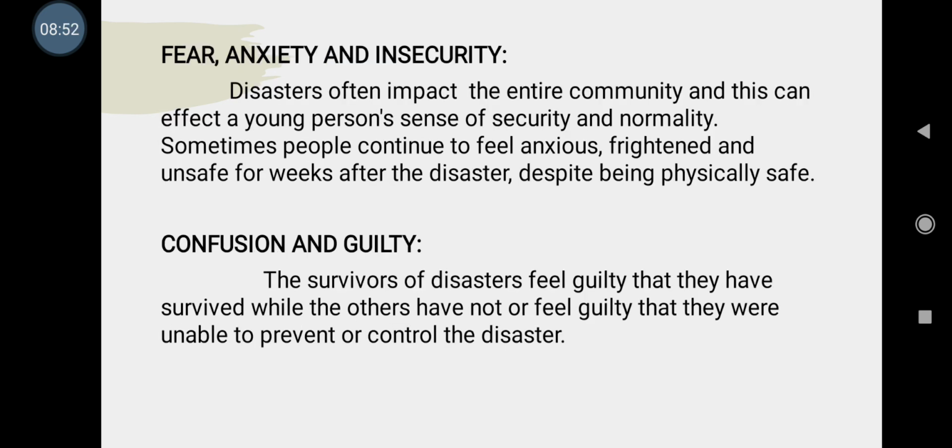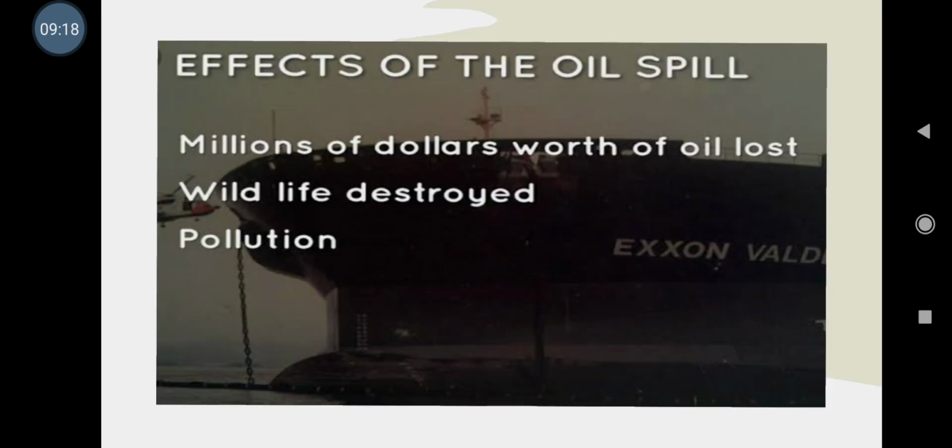Fear, anxiety, and insecurity. People continue to feel anxious, frightened, and unsafe for weeks after the disaster, despite being physically safe. Confusion and guilt. People often feel guilty for not being able to save their loved ones or for not being able to prevent the disaster.